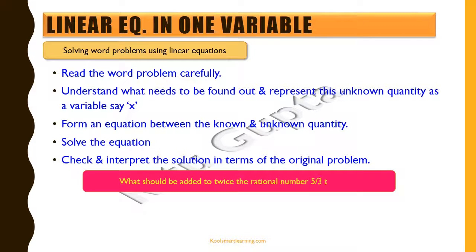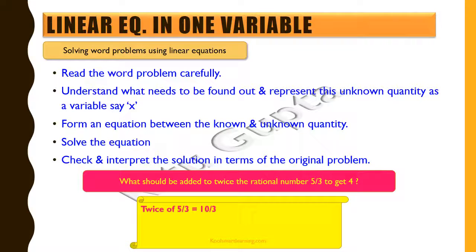So one such example would be, what should be added to twice the rational number 5 by 3 to get 4? Now let's see what would be done. Now twice of 5 by 3 is 10 by 3. Linear equation becomes x plus 10 by 3, which is something added to twice the rational number to get 4. So x plus 10 by 3 is equal to 4. x becomes equal to 4 minus 10 by 3. This is transposing, and then x is equal to 2 by 3 as well.